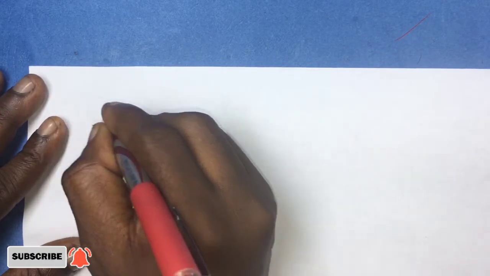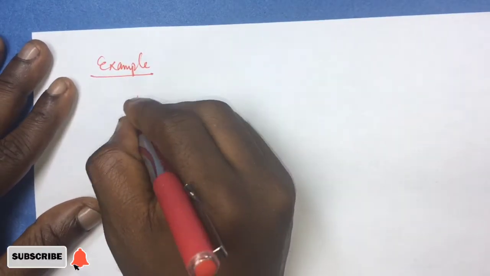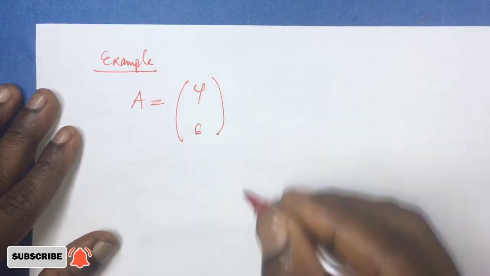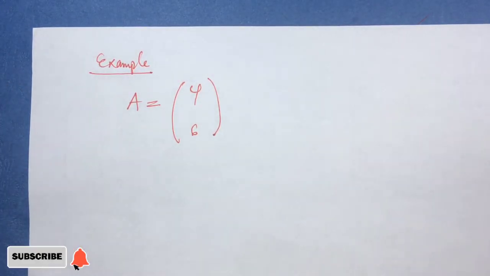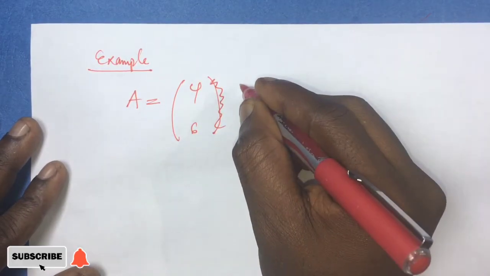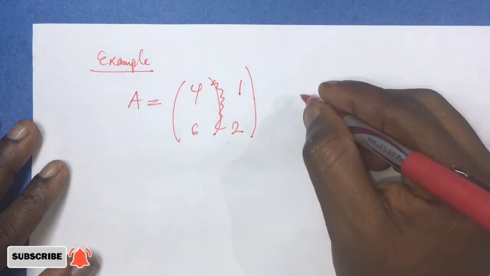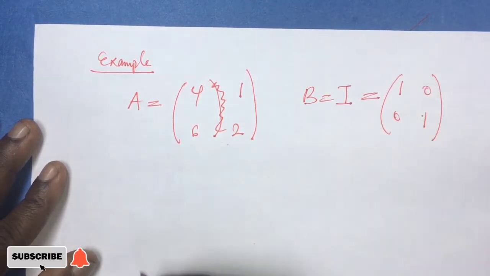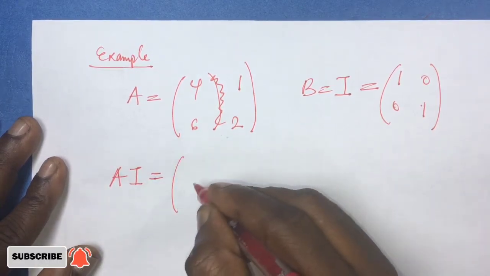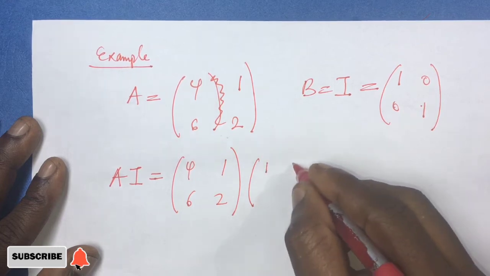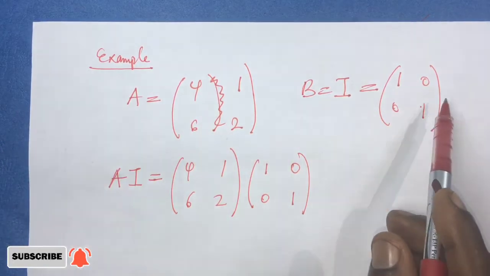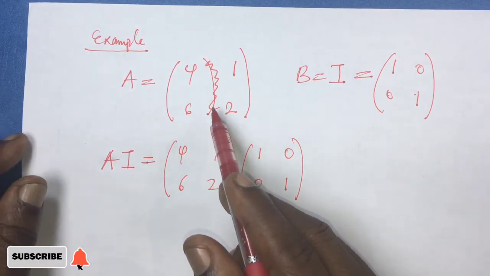So as an example, let us take this. If I give you a matrix A, let's use a 2 by 2 matrix: 4 1, 6 2. Then I have a matrix I, the identity matrix, equals 1 0, 0 1. Now, what is AI? AI will be you using 4 1 6 2 to multiply the identity matrix 1 0 0 1. Why did I use the identity matrix in this case? Take note, your identity matrix must be a square matrix.